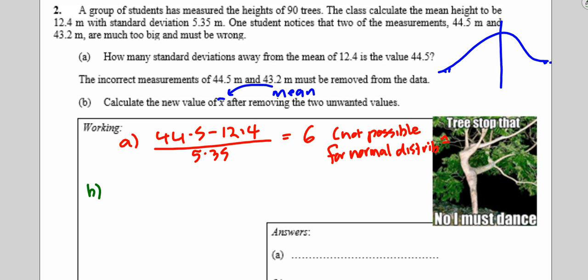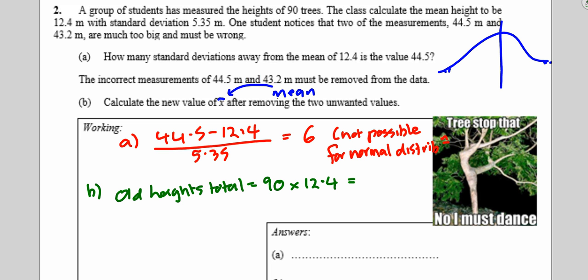Old heights total. What's the total? It's 90 trees. Oh, never mind. Yeah, so you can reword that if you want. I'm just being lazy here. All the tree heights added together would have been 90 times 12.4.